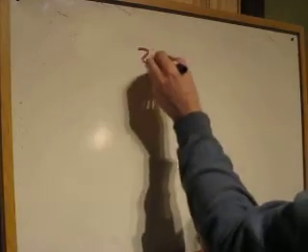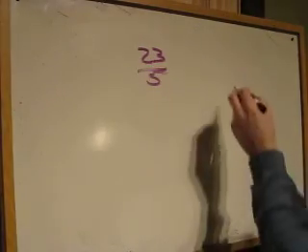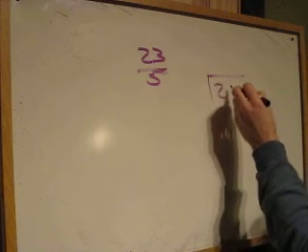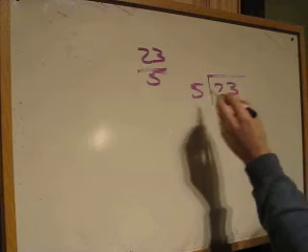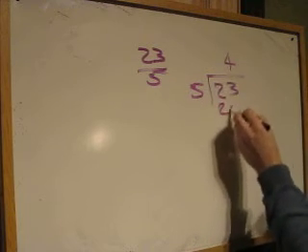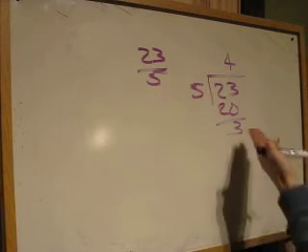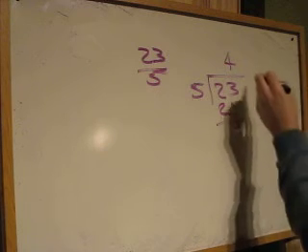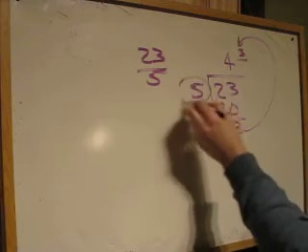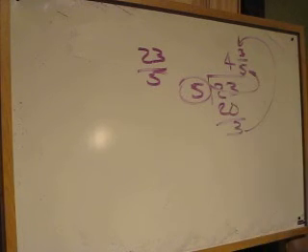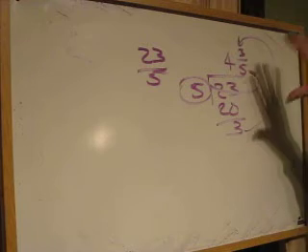Alright, let's try another one. Let's do one like 23 over 5. So our 23 goes in the division sign. Our 5 goes out here. We divide. 5 goes into 23 4 times. 20. 3 left over. I'm as far as I can get here. So I get 4. Take my remainder, put it up here, over this number here in my denominator. And I'm done. So that's all you have to do.